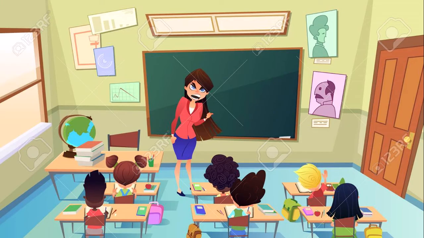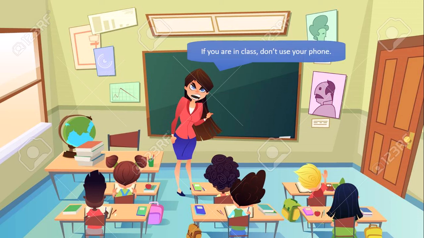We can also use zero conditional to make a rule. So as we have here in this picture, this teacher is telling her students to stop using mobile phones in the classroom. It means it's like a rule. And she said, if you are in class, don't use your phone. So here we have the use of the zero conditional.